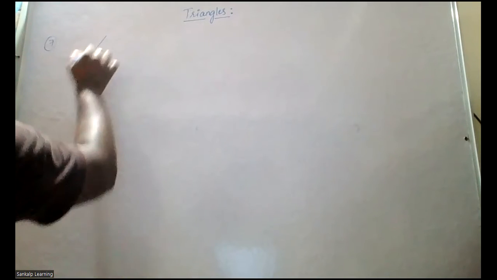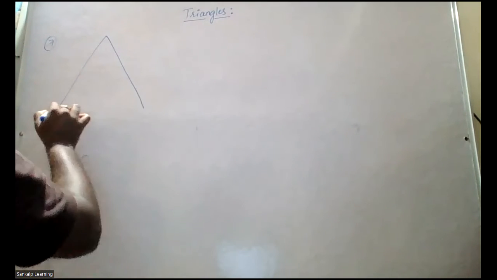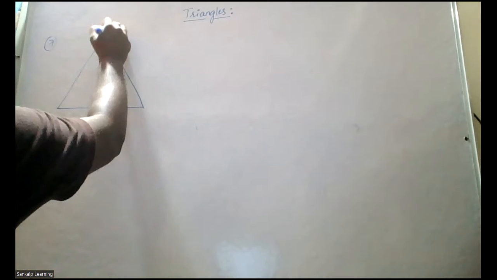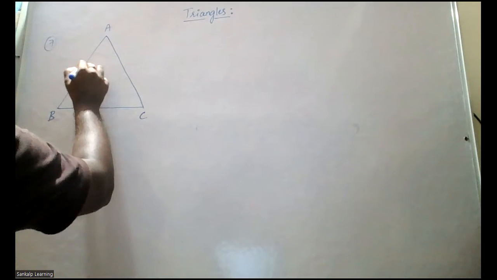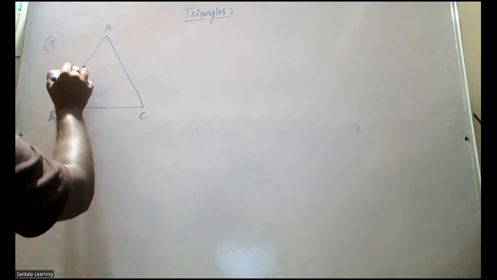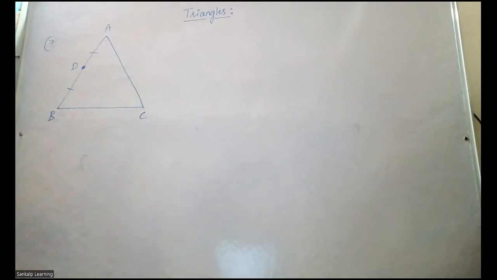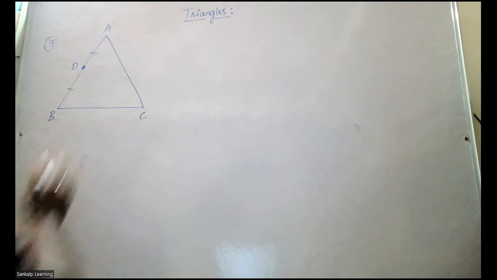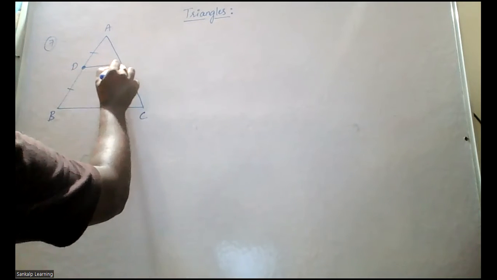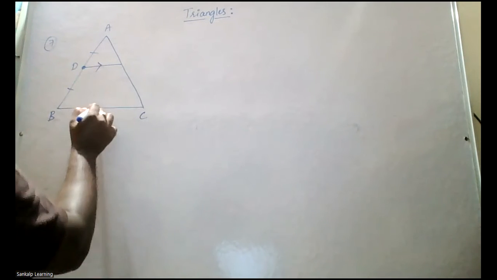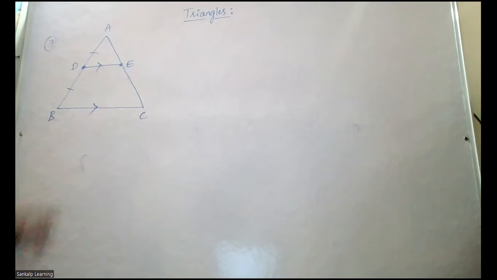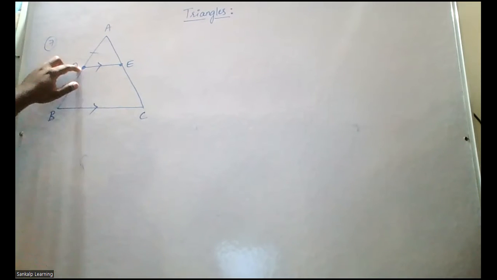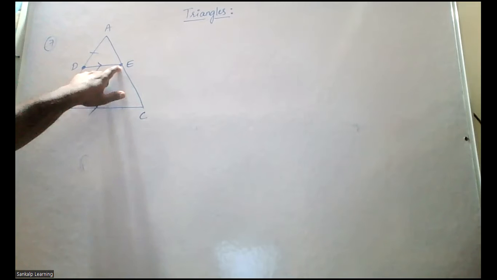So what we have to do is, let's take a triangle ABC, and let's take the midpoint of one side. Let's say D is the midpoint, meaning AD is equal to DB. From this midpoint, I'm drawing a line parallel to one side, and the point where it meets, let me take it as E. I have to prove that E is the midpoint. Basically, I'm drawing a line in such a way that D is the midpoint. If D is the midpoint, we should also prove that E is the midpoint.